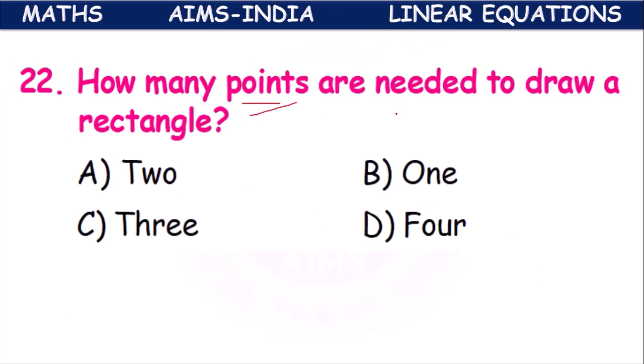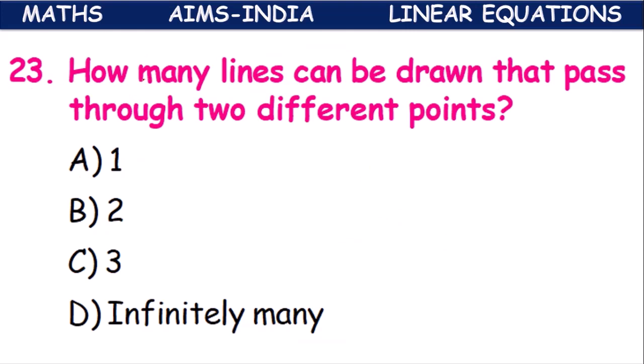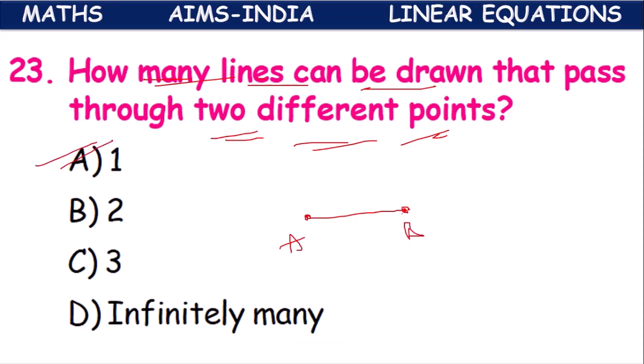How many points are needed to draw a rectangle? For drawing a rectangle, we have to take the help of 4 points. So answer, 4 points. How many lines can be drawn that pass through two different points? Already this type of question came, children. Through two different points, we can draw only one line.